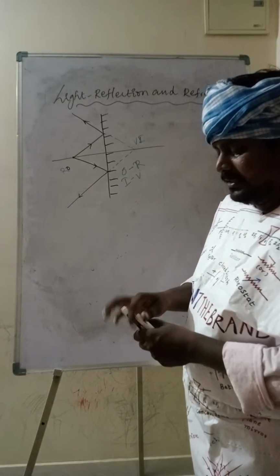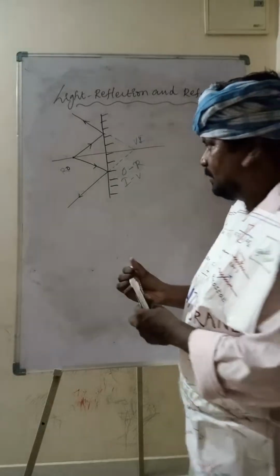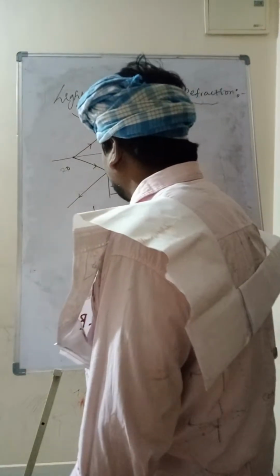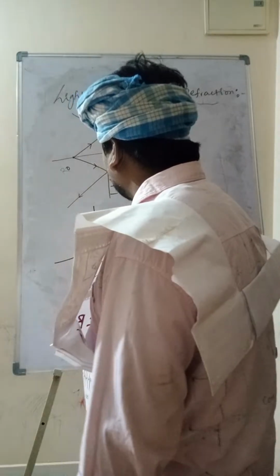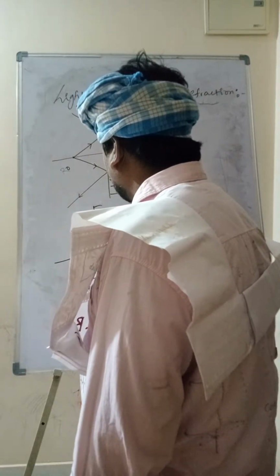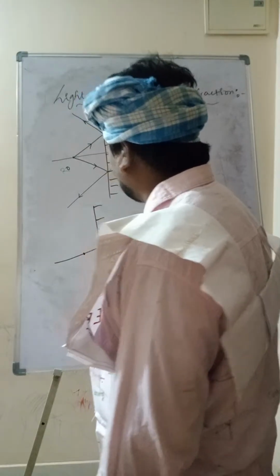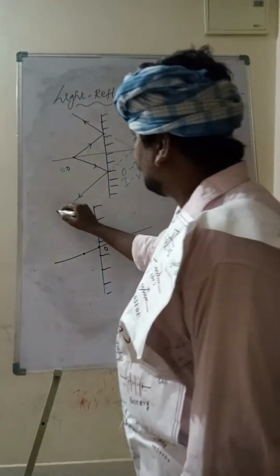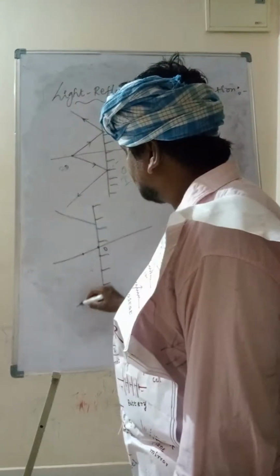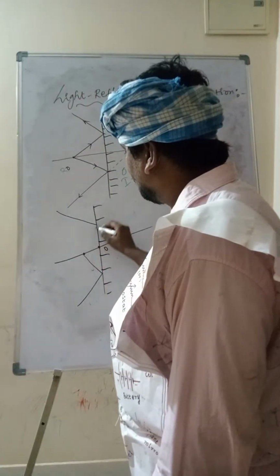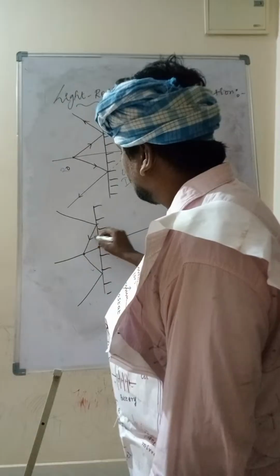And the second case I am taking. So you can see the second case. One more case I am taking here. So here is the mirror, and here is the object. Light rays are coming from infinity like this.